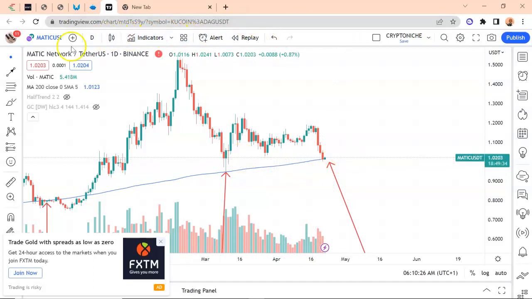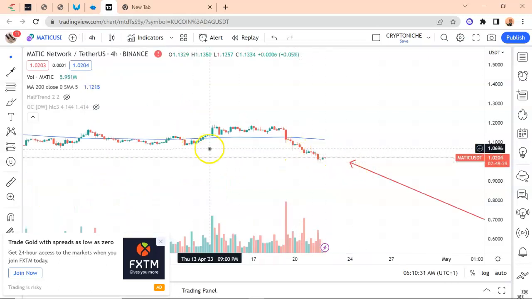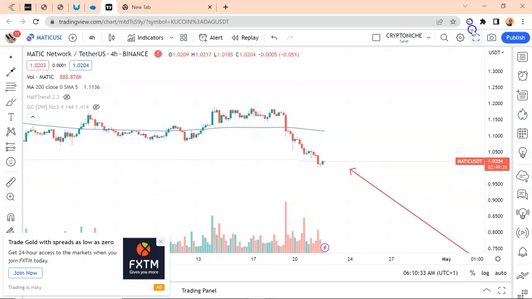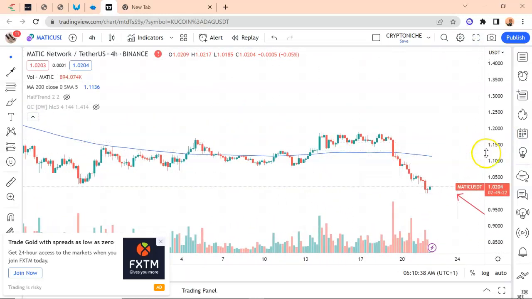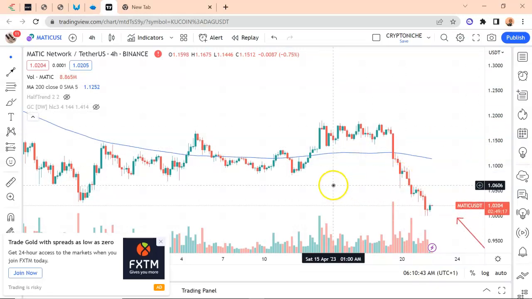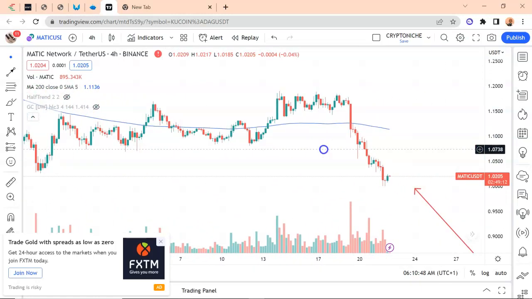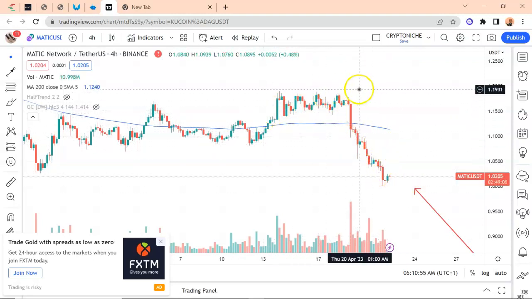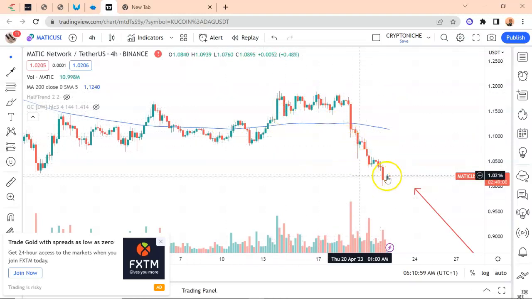If you switch this to 4 hours, it can give us a better perspective. On 4 hours, it has completely broken that level, isn't it? But it has not been able to do that on the daily candle. What you see right here is a consistent bearish trend. Highly consistent bearish trend is exactly what you are seeing here.